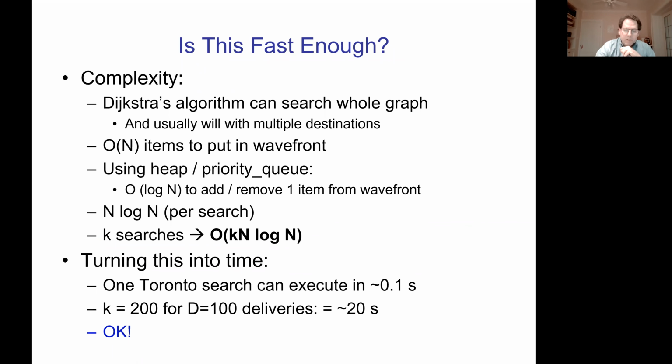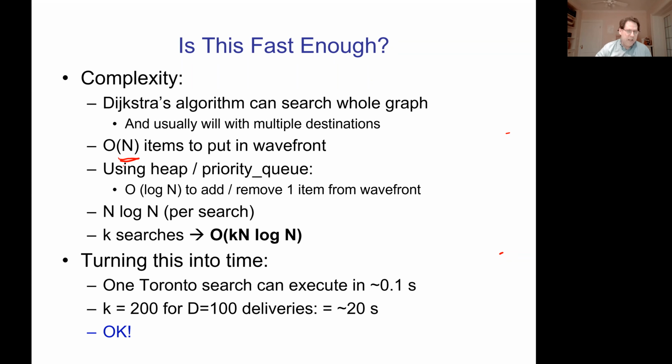Sorry, let me just bring up my Zoom window again. Dijkstra's algorithm can search the whole graph. And when you have multiple destinations, so we're going from some start location to many different destinations around the graph, before we stop doing the wavefront expansion, we're probably going to search pretty much the whole graph. So that means we've got n items to put in the wavefront and to pull out of the wavefront. So we're going to put every node in the wavefront eventually and take it out again. Okay, how much work is that?